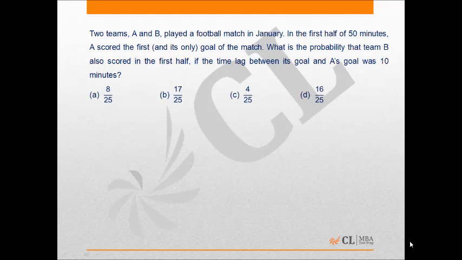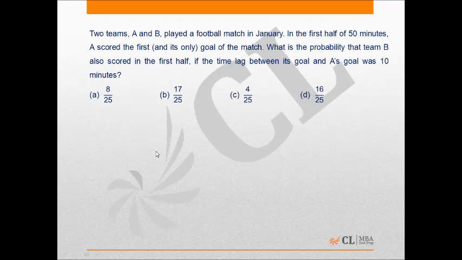This would be a level 3 question. The question states that two teams A and B played a football match in January. In the first half of 50 minutes, A scored the first and its only goal of the match. What is the probability that team B also scored in the first half if the time lag between its goal and A's goal was 10 minutes?